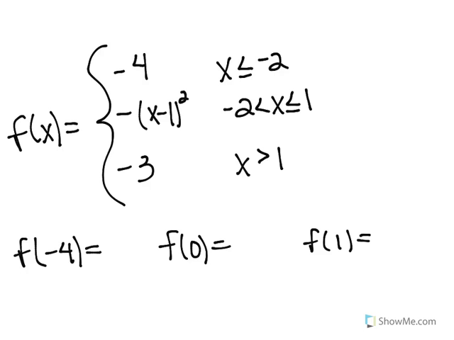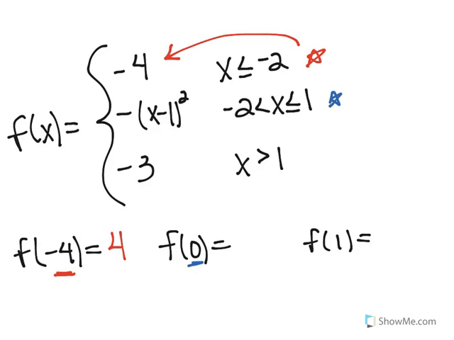So what we're going to do is look and see which interval the number in the parentheses falls in. So -4 would fall into this one when x is less than or equal to -2. -4 is less than or equal to -2. So we go from here and that tells us what the answer is. That's all there is.